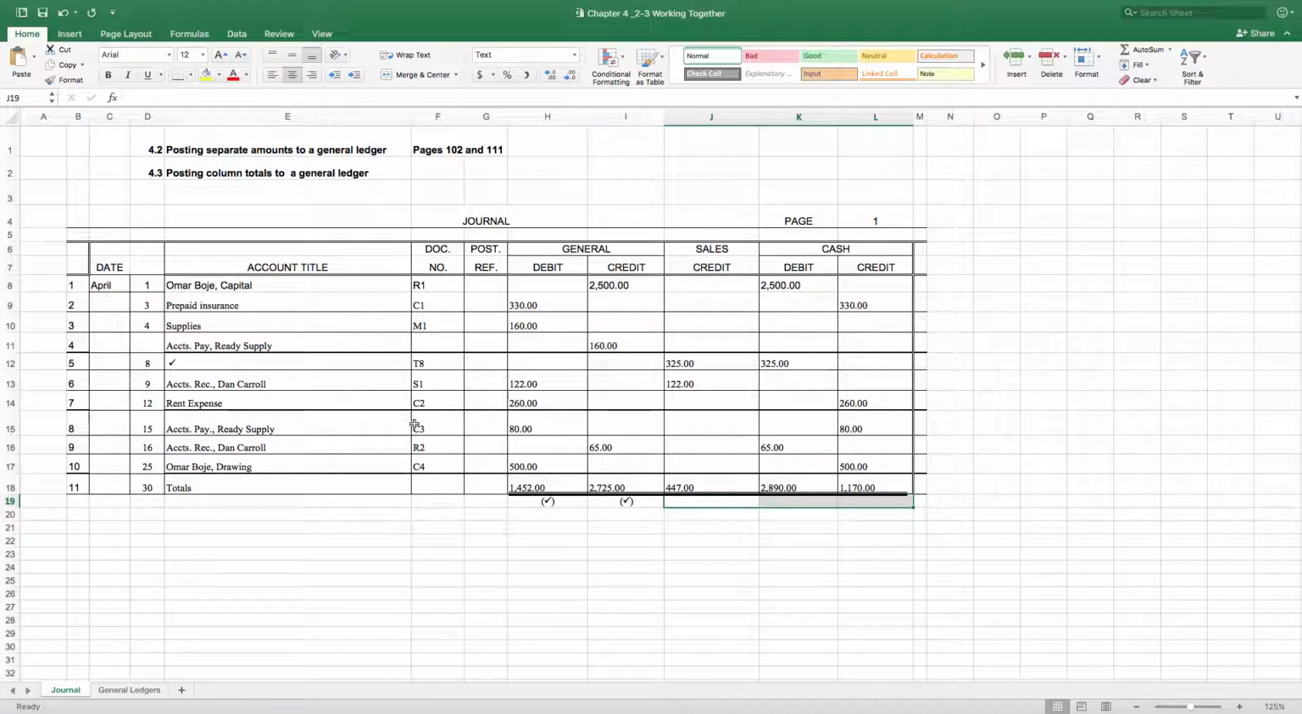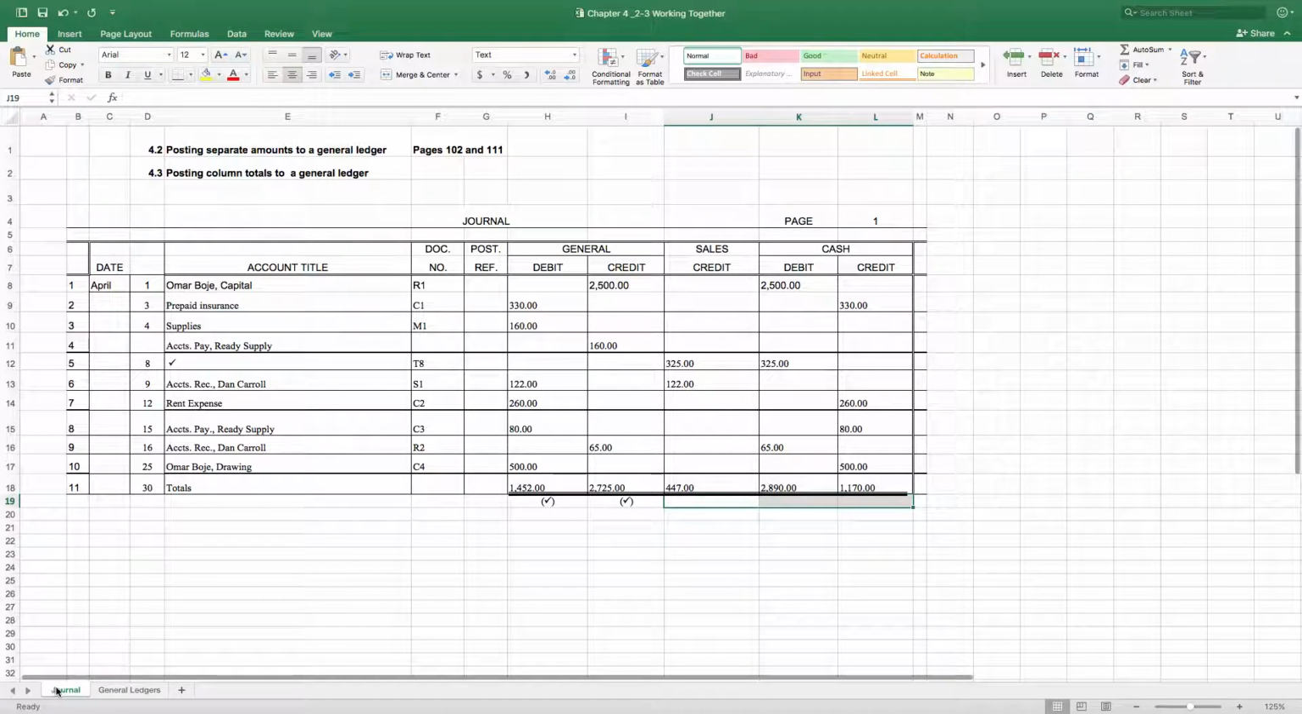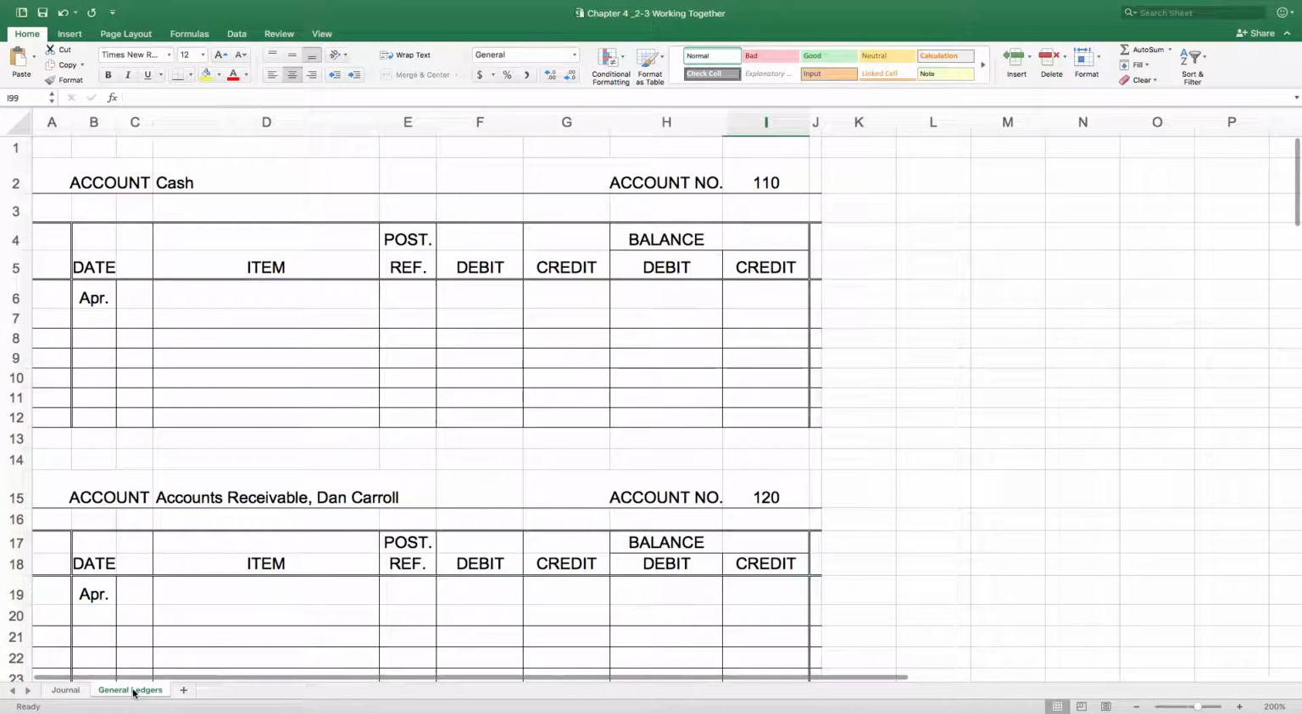Okay, this video tutorial covers sections 4.2 and 4.3 of chapter 4. If you will go ahead and get your copy of the working papers opened and go to page 102 in your textbook, we're going to start with page 102 and we're going to start in the journal tab. Notice at the bottom of your screen you have a journal tab and a general ledgers tab.